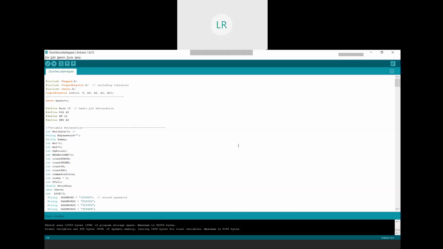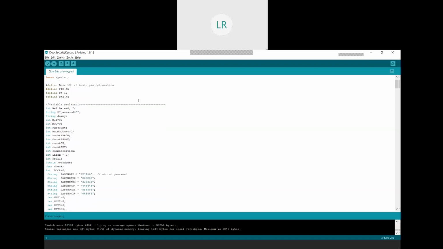As for the coding, first we have to include all the libraries used. As for the keypad, LCD, and motor, these are the pins connected to the Arduino: 11, 9, A3, A2, A1, and A0. Besides, we also have to declare the other pins connected to the Arduino: the buzzer, PIR sensor, and switch connected to pin 12, and switch 2 is connected to pin A4.